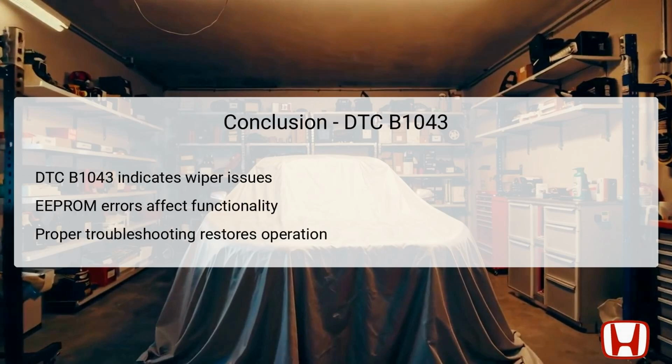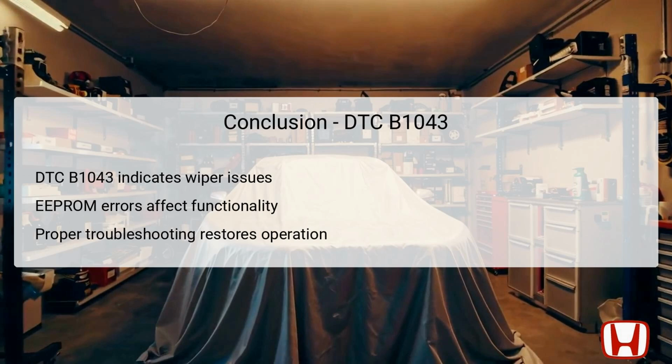In conclusion, the DTC B1043 signifies an internal issue within the windshield wiper unit due to an EEPROM error. Understanding the roles of the windshield wiper control unit and the body control module is crucial, as they directly impact wiper functionality. The troubleshooting process involves multiple steps, from initial inspection to potential component replacement, each critical for restoring wiper operation.